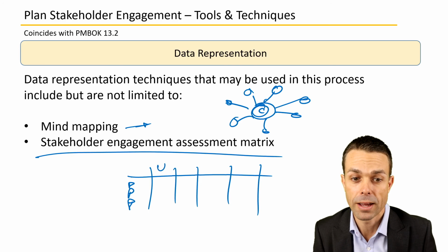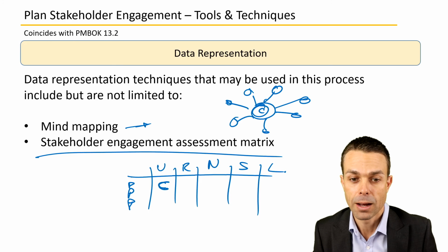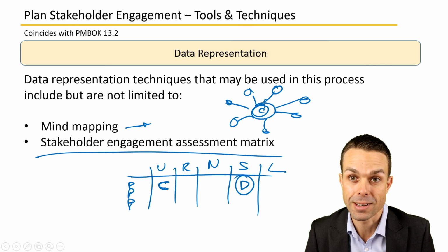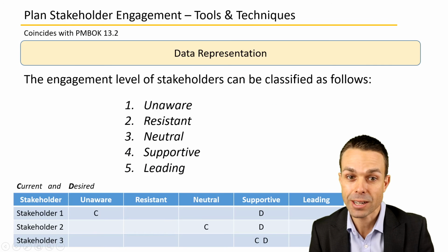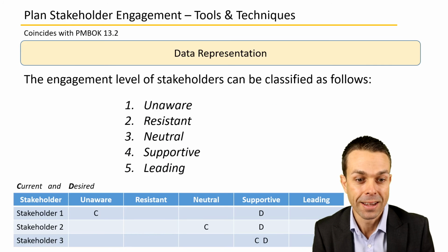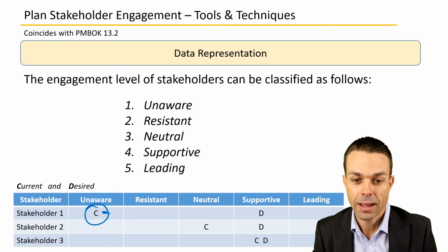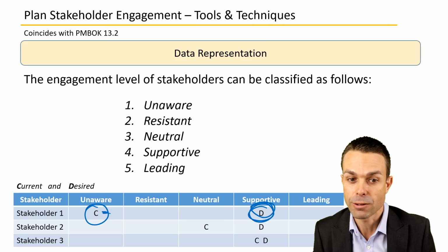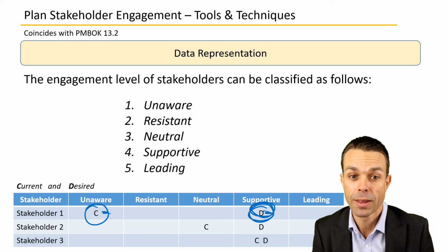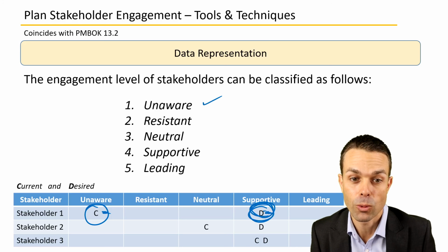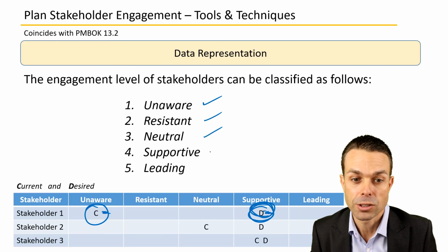So they're unaware, they're resistant, neutral, supporting, or leading. And where are they currently? Unsupportive or unaware. And then where do we want them to be? Desired in supporting, for an example. And that is a great segue because that's our data representation here. So, here's stakeholder one, they're currently unaware, and ideally desired, D for desired, we want them to be supportive. Different ideas we've got are unaware, resistant, neutral, supportive, and leading.